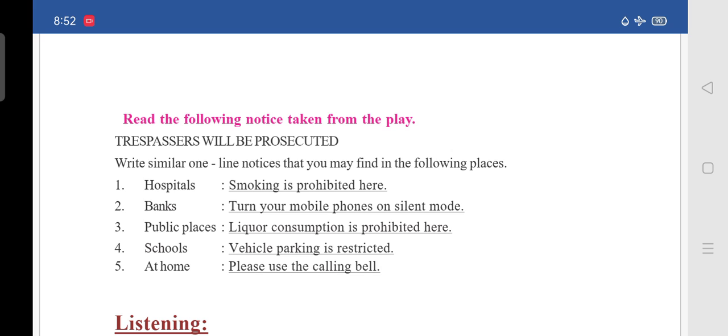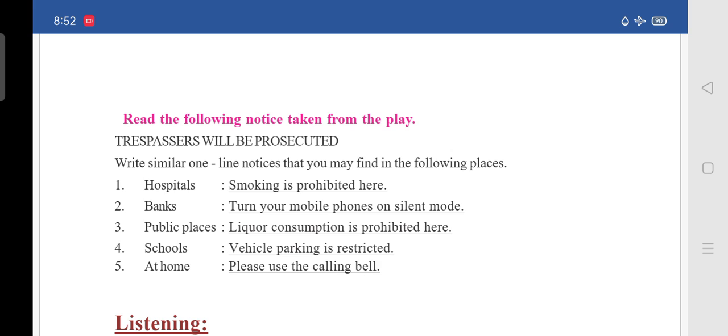Trespassers will be prosecuted. Write similar one-line notices that you may find in the following places. So this one also I have already done it for you. If you have space in your textbook, you write it there, or else you write in your notebooks.